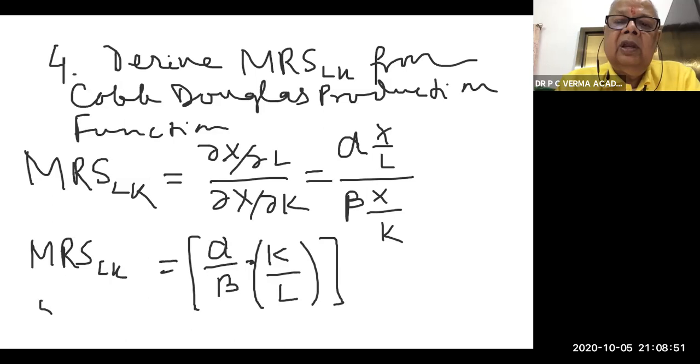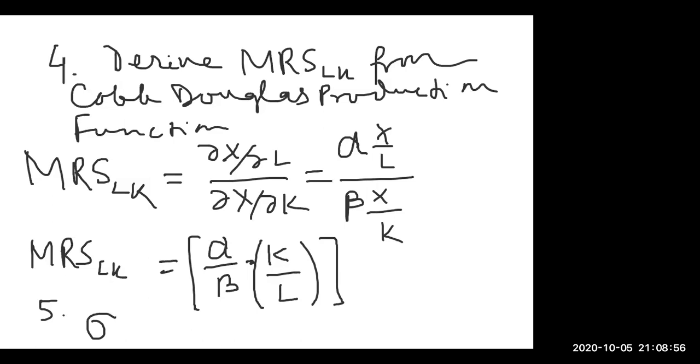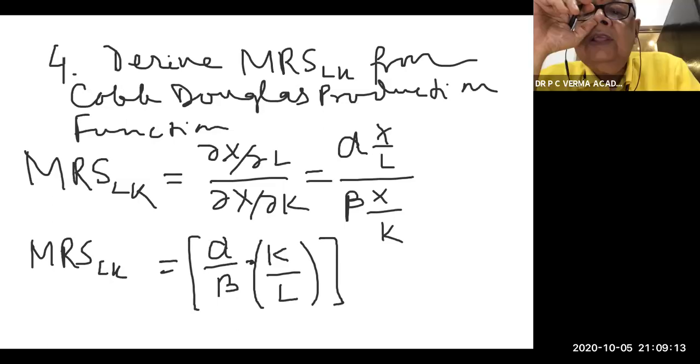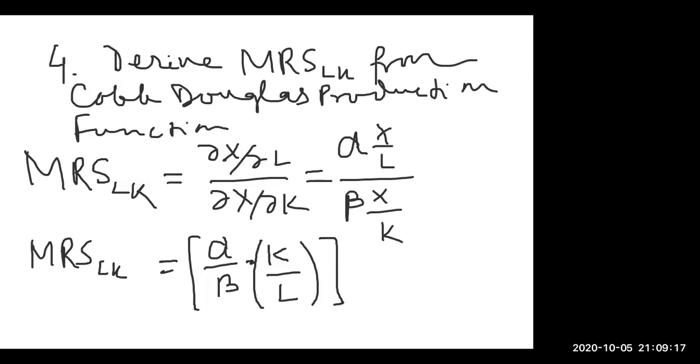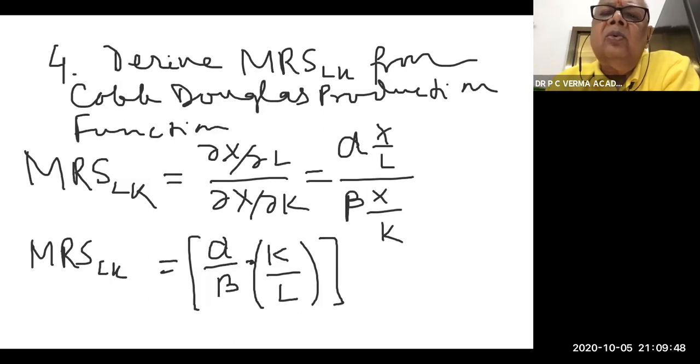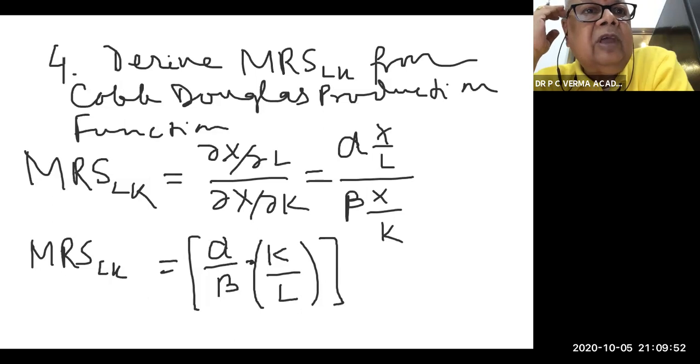Number 4. Number 5: Sir, here we are taking the absolute value because the MRS is negatively sloped and diminishing, so there would be a minus sign in front of del x by del L by del x by del K. In absolute form, if we are taking the absolute value, then it must be positive.